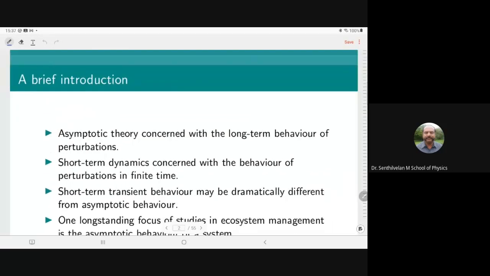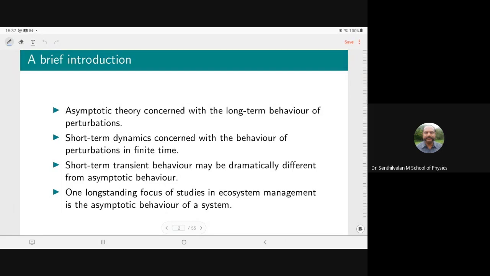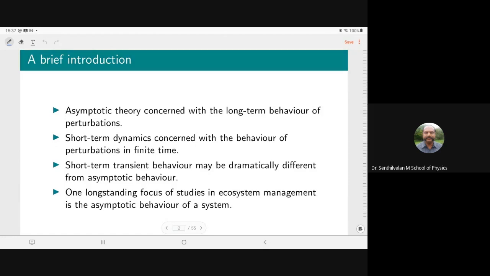So first I will give a brief introduction of the topics. Usually we consider the asymptotic dynamics theory on population dynamics or whatever, epidemiological modeling or nonlinear dynamical system. We mostly consider the asymptotic theory, and that asymptotic theory is mainly concerned with the long-term behavior of perturbation. That is, if there is a disturbance, after a long time, what will happen? That dynamics is studied, and that is the asymptotic theory. But short-term dynamics is also equally important when we consider any nonlinear dynamical system, and that dynamics is perturbed or disturbed by any external forces.